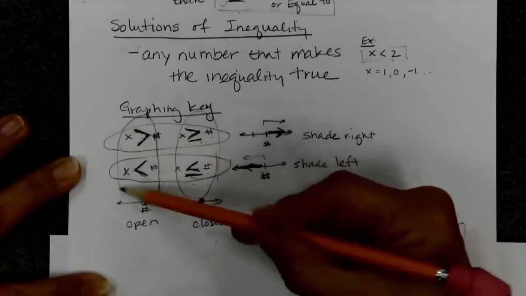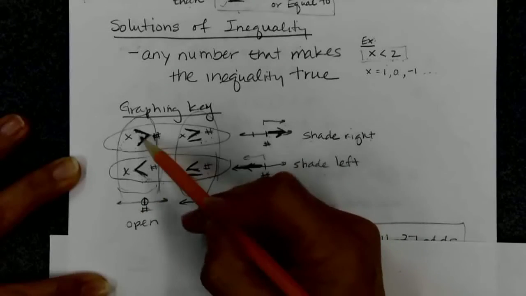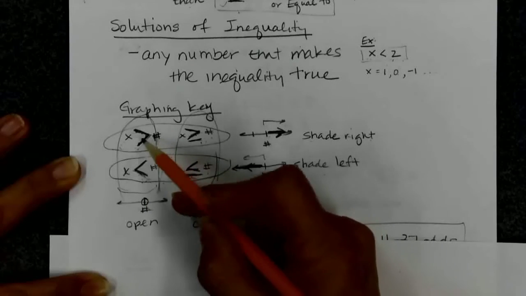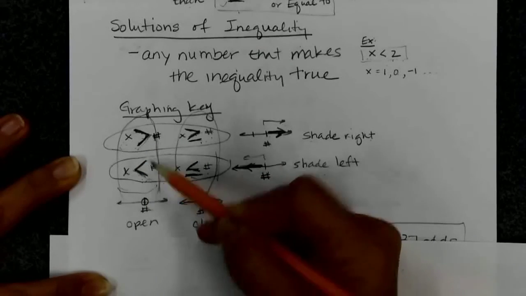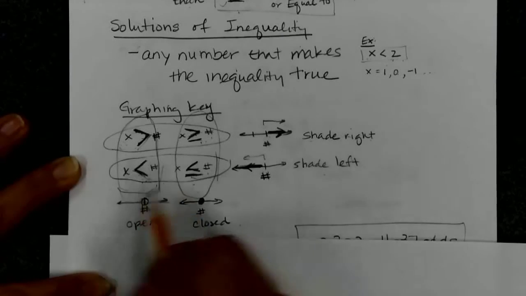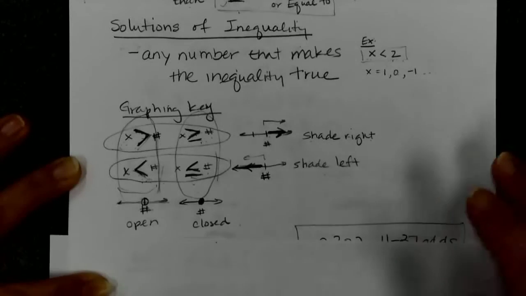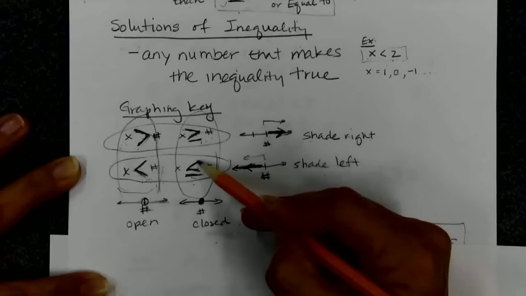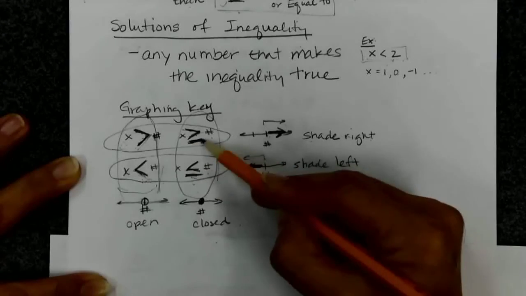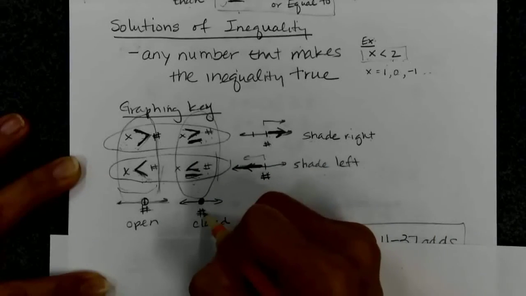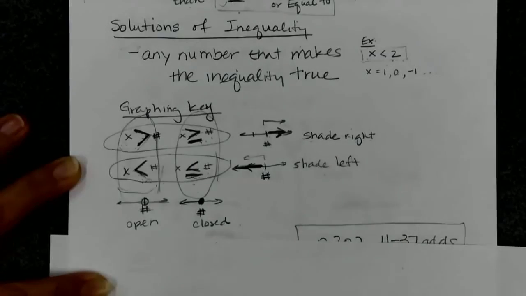Now, if you look at the key, if you have a greater than or less than symbol, because the x will not equal that number, on your number line where that number is, you will have an open circle above that number. And then if you have a greater than or equal to or less than or equal to, because of this extra symbol down here, or equal to, it's going to include that number on the number line, so we're going to make it a closed circle. Okay?